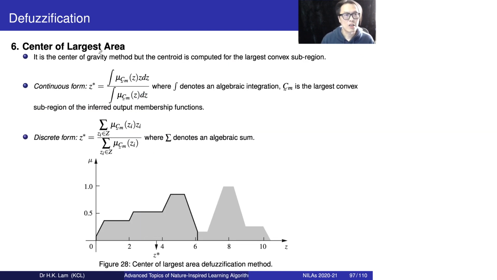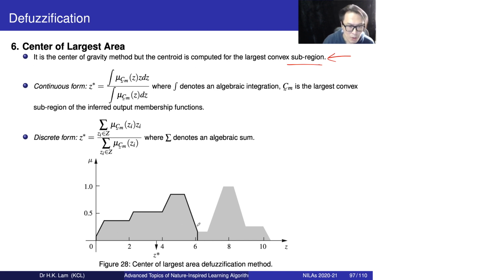Now, the center of largest area, the 6th method of doing the defuzzification, and so we have continuous form and discrete form as well. The continuous form, okay, so I'm going to talk about how we do the defuzzification. That is when we are given a very complicated shape as the aggregated output membership function. What we are going to do is try to separate this shape into subregions. Each subregion is a convex membership function.